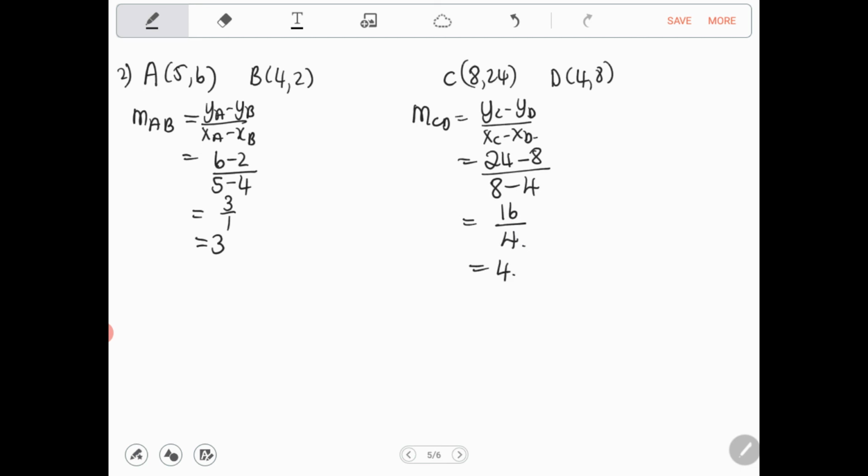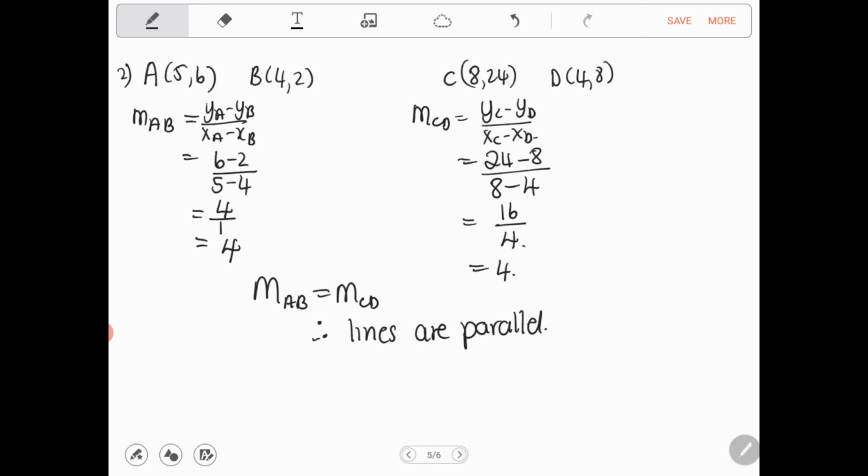And I've just realized here that I can't subtract. Sorry, what's 6 minus 2? It's not 3. Let me try that again. 6 minus 2 is 4. 5 minus 4 is 1. And that's going to be 4 as well. I apologize. So can you see that the gradient of AB is equal to the gradient of CD? Therefore, the lines are parallel because they've got equal gradients.